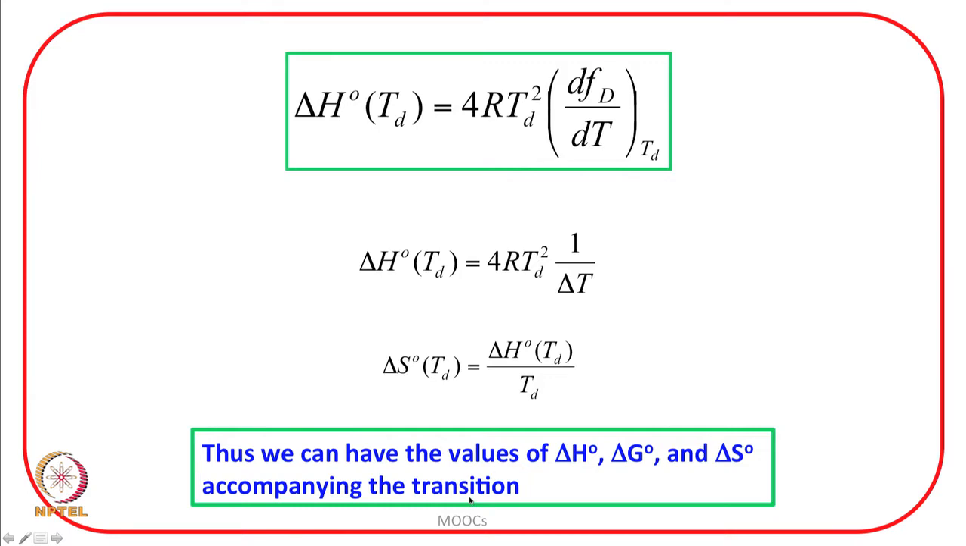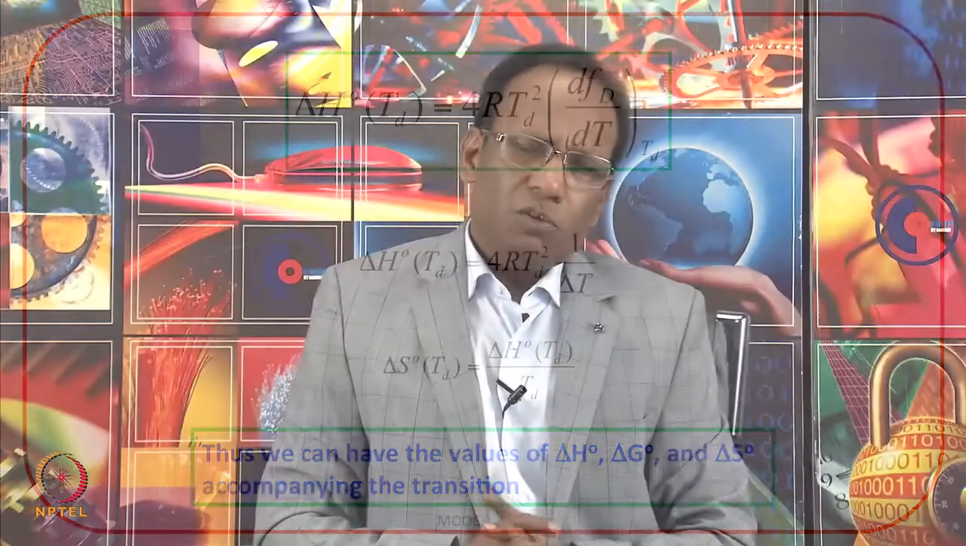And as I discussed, we can use UV visible spectroscopy, fluorescence spectroscopy, circular dichroism spectroscopy or any other technique where the observable is changing with temperature, and we can get the thermodynamic parameters associated with the transition of the protein from native state to denatured state. For example, let us take a look at the slide.